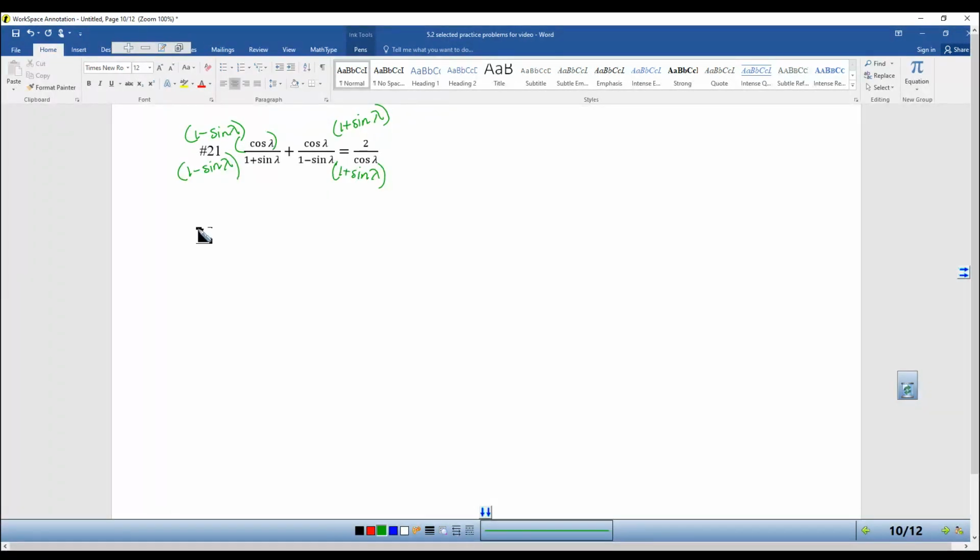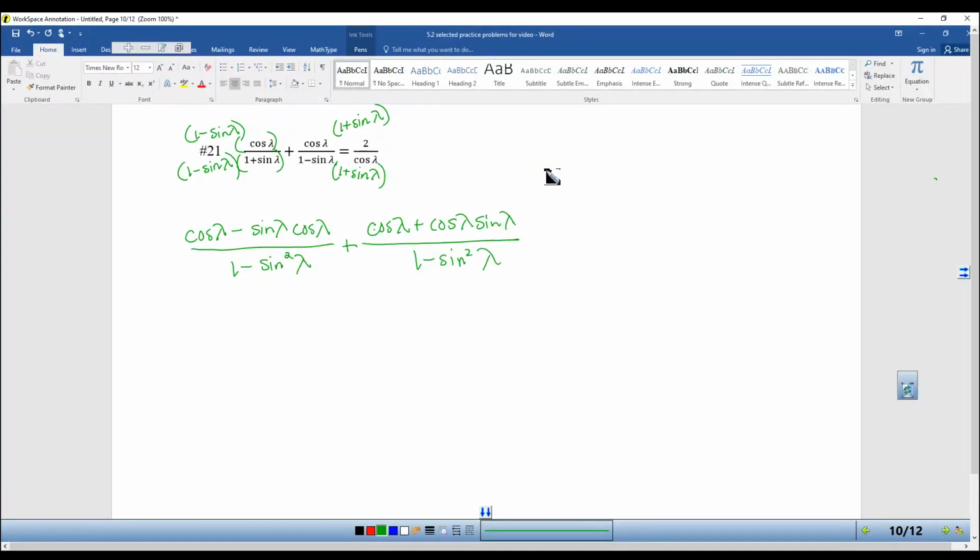So now this becomes cosine lambda minus sine lambda cosine lambda all over. Now if you multiply that out, that becomes 1 minus sine squared lambda plus, now distributing that cosine, this one is cosine lambda plus sine lambda cosine lambda. And that is also all over 1 minus sine squared lambda.